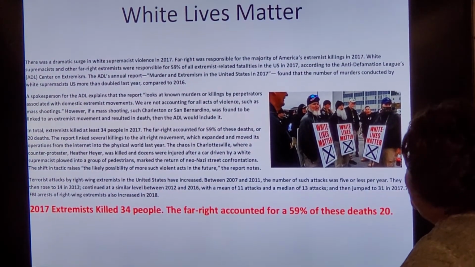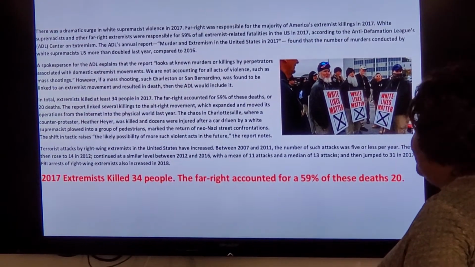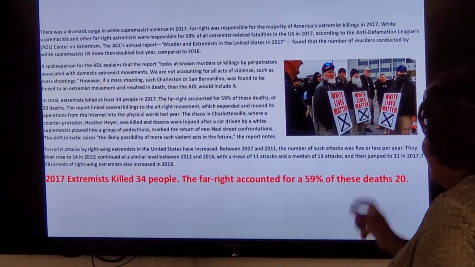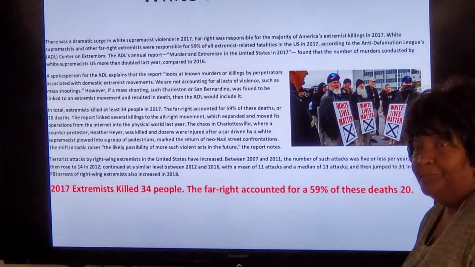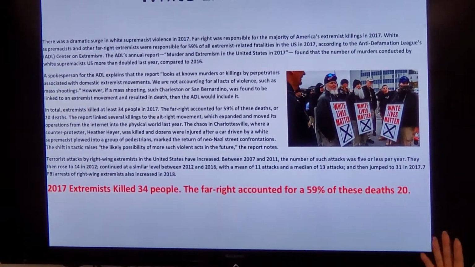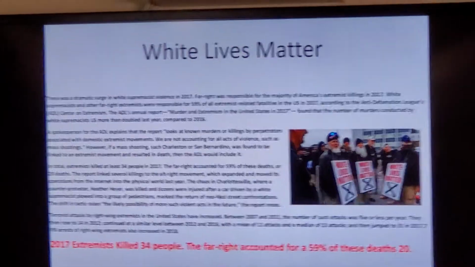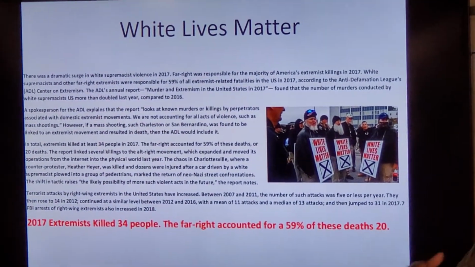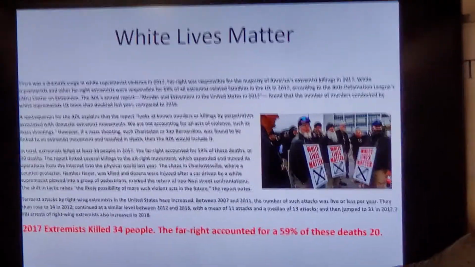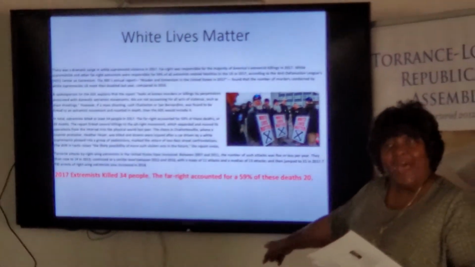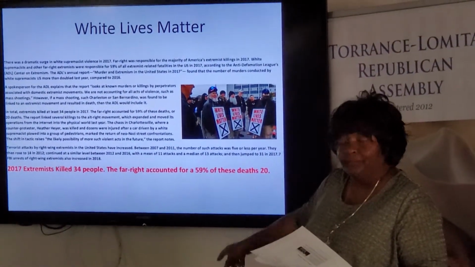Okay, so in total, extremists killed at least 34 people in 2017, and the far right accounted for almost 60% of these deaths, or 20. So what they do when they put this information out, because that's all you see in the first paragraph, you would think that there's thousands or hundreds of people being killed by white supremacists running around, and even the FBI came out and said this is one of the biggest problems we have, white supremacists. No, you don't, with 34 people dying. 7,000 is what you have. You don't have a white supremacist problem. You have a violence in the inner city problem. Let's go again.